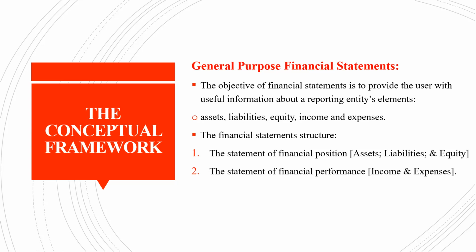Then what financial statements do we expect to see being used in regards to reporting about the entity's elements? We expect to see, of course, the statement of financial position, which I've already outlined earlier on. In the statement of financial position, we see assets, liabilities, as well as equity. Then we've got the statement of financial performance. The statement of financial performance is the same thing as the statement of profit or loss and other comprehensive income. In the statement of financial performance, you see incomes and expenses conveyed there.